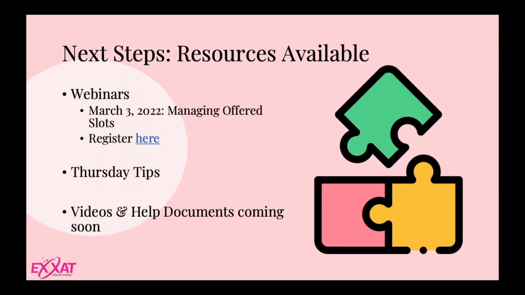We also have some upcoming webinars for your next step. We have one on March 3rd that talks about managing offered slots. You can register through the link that's here. We have those Thursday tips that are coming out. If you're not getting those, please let us know. Those Thursday tips are reminding you about important dates and deadlines, as well as key information about the March mailing. We also have some upcoming videos and help documents that you can use that will be in the Help Center.